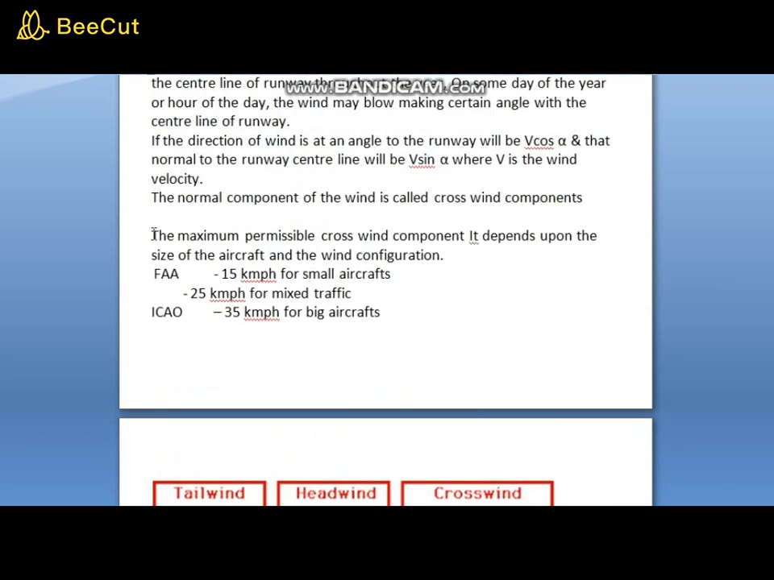These are the maximum permissible crosswind component values. The maximum permissible crosswind component depends upon the size of the aircraft and the wind configuration. FAA prescribes 15 km per hour as the maximum crosswind component for small aircraft. Similarly, FAA prescribes 25 km per hour for mixed traffic. ICAO gives 35 km per hour for big aircraft.